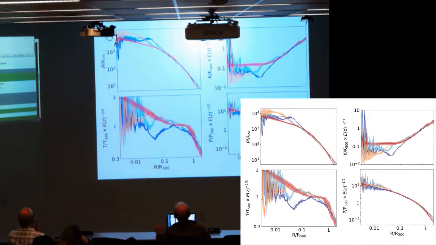In profile, here you see the flat entropy core. So this is entropy as a function of cluster radius in spherical shells. You see in the temperature, the AGN going from dark blue to blue, you see that it's increasing the temperature, but it's not bringing it up to this increasing profile that we get after the merger occurs.